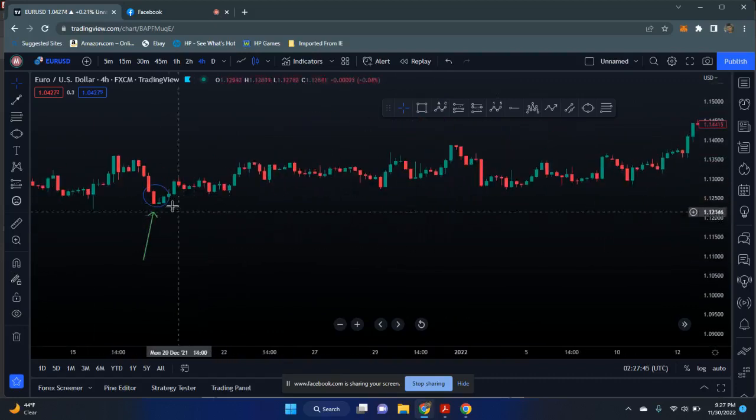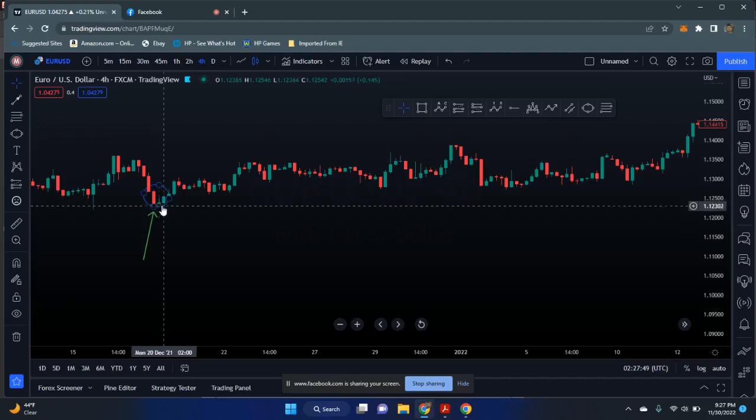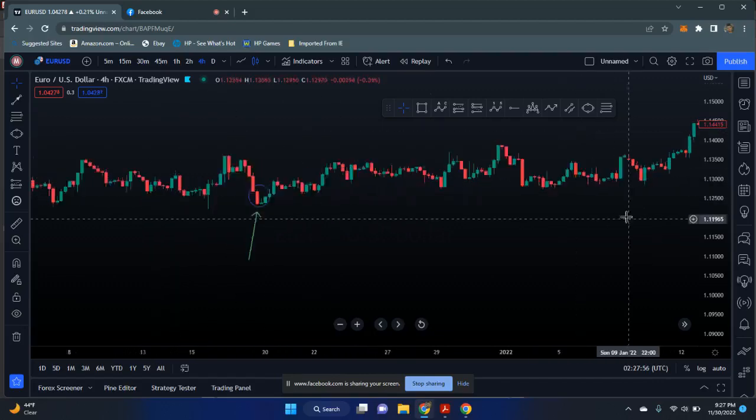All right, so that was a good one here. Bearish, indecision, that small candle. And here was the bullish one. She went up.